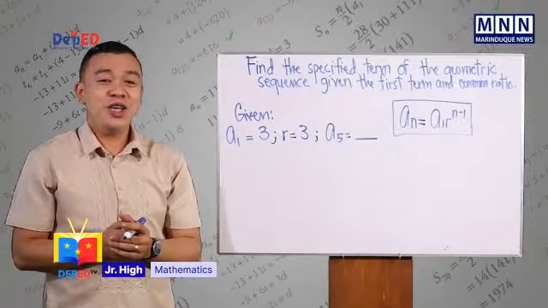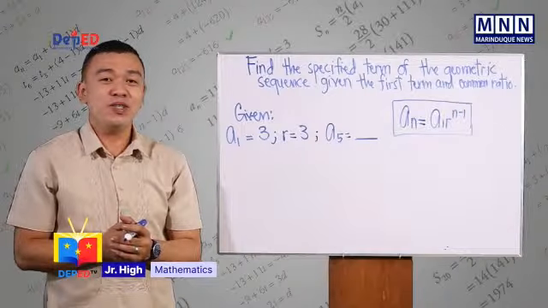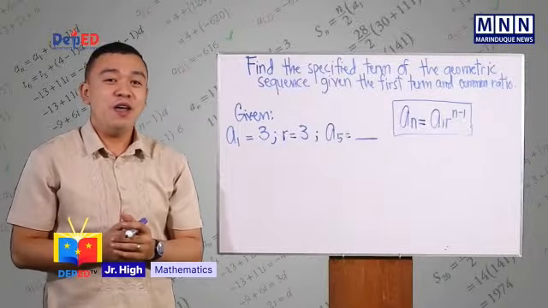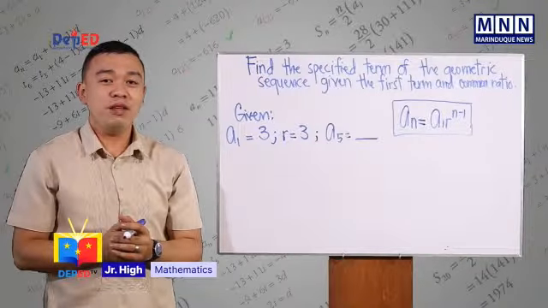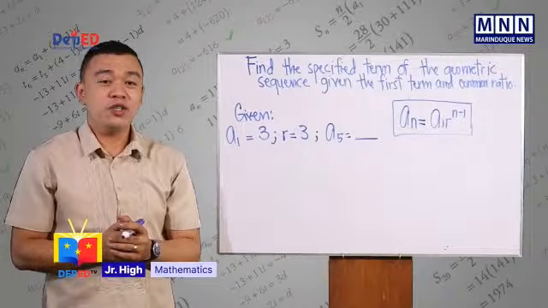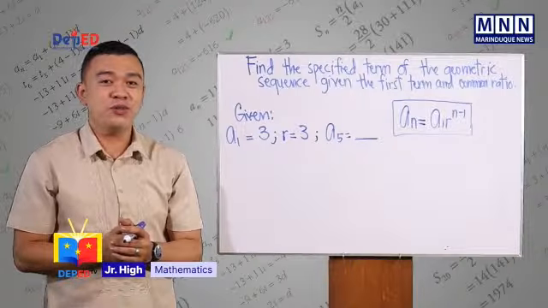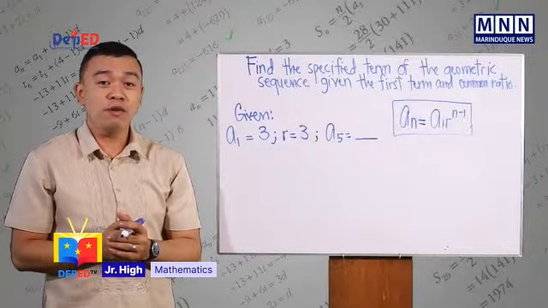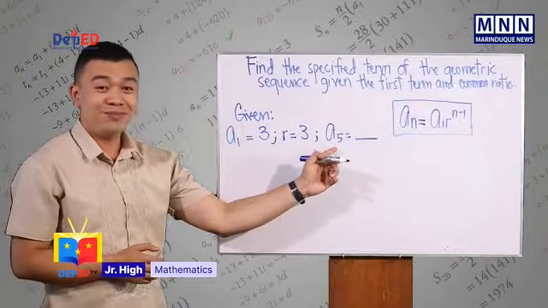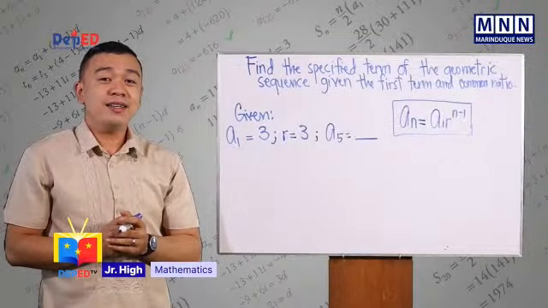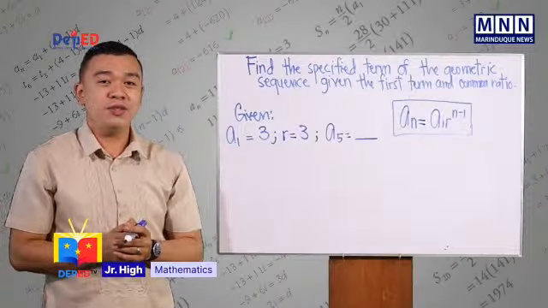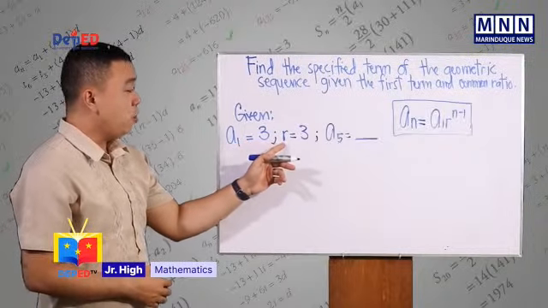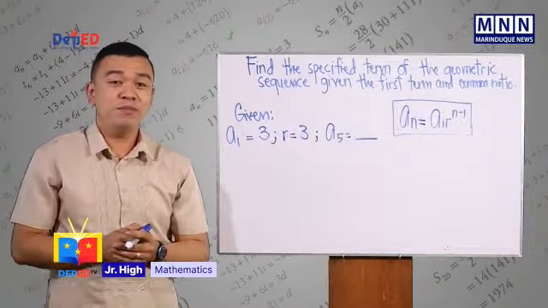Now, let's try to see what you have learned from today's episode by answering this question. Find the specified term of the geometric sequence given the first term and the common ratio. The problem tells us to solve for the fifth term. Before that, let's determine first the given values. We have a sub 1, which is equal to 3, and the common ratio, which is equal to 3.